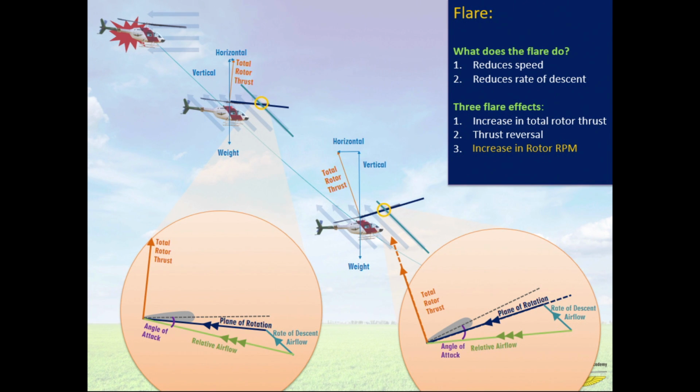So, we flare the helicopter by doing a quick stop. Bit of aft cyclic. Got to keep straight. I'm going to reduce my speed, reduce my rate of descent. The effect of me doing that means rotor thrust is going to increase. Oh, that's what's actually reducing my rate of descent. The rotor thrust is facing backwards. That's what's actually slowing me down. The overall effect is my rotor RPM increases. Oh, I'm getting some energy stored into that rotor system I can use.